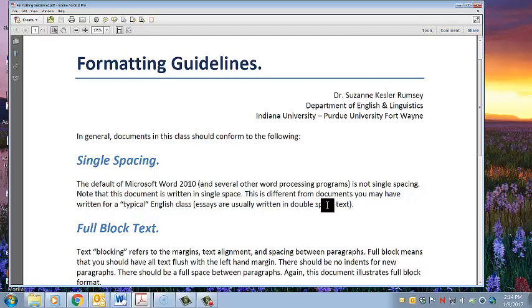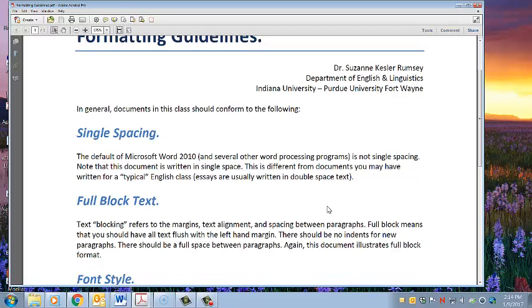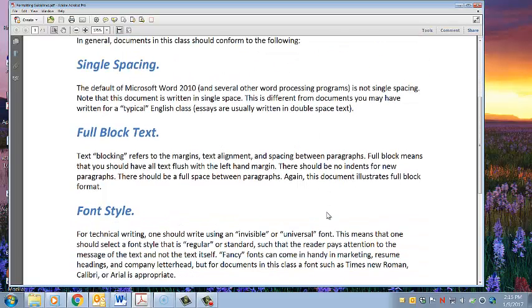Okay, so you're going to note that single spacing is important. Technical writing should be single spaced. That is one of the defining features of what characterizes this kind of writing. If it's single spacing, keep in mind that paragraphs should not go full pages. Like you're looking at maybe 10 to 12 lines of text before you start the next paragraph. Full block means that everything is flush with the left-hand margin.